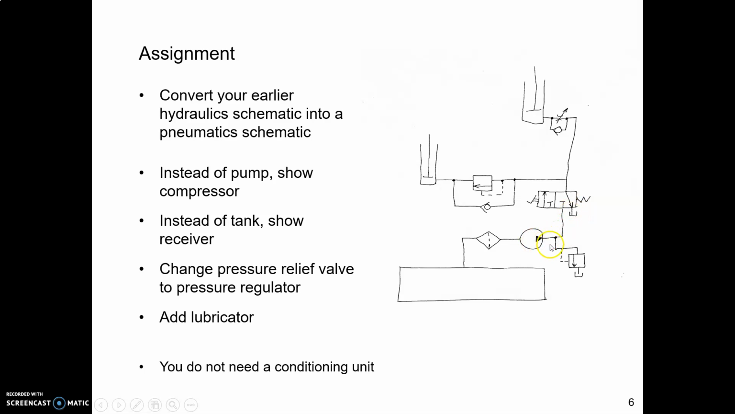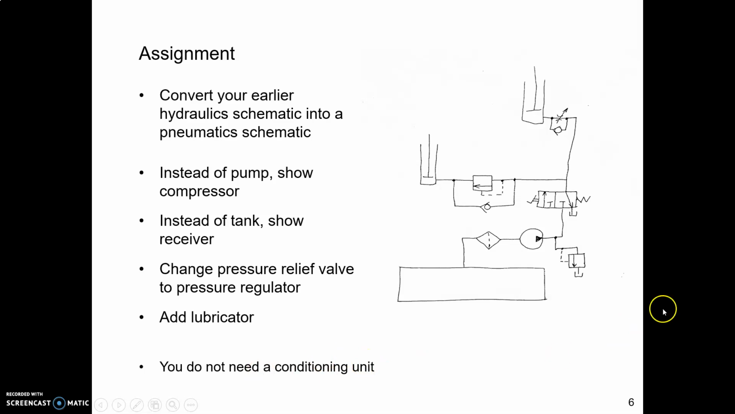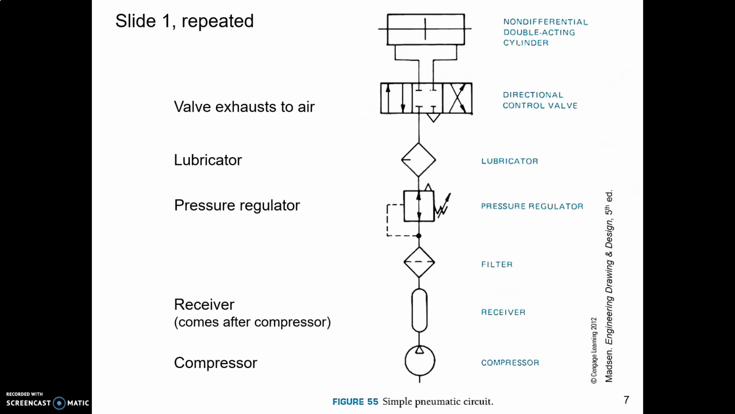receiver. Now, because this is pneumatics, you'll want to put the receiver after the compressor. You will have a lubricator, and instead of a pressure relief valve, you'll have a pressure regulator. It's almost the same. And you don't need that, let me back up. That thing there, that conditioning unit, you do not need one of those in your drawing. So just to review what we saw on the first slide from our book, not that your drawing has to look exactly like this. He's got everything arranged vertically. You can arrange yours however you want.